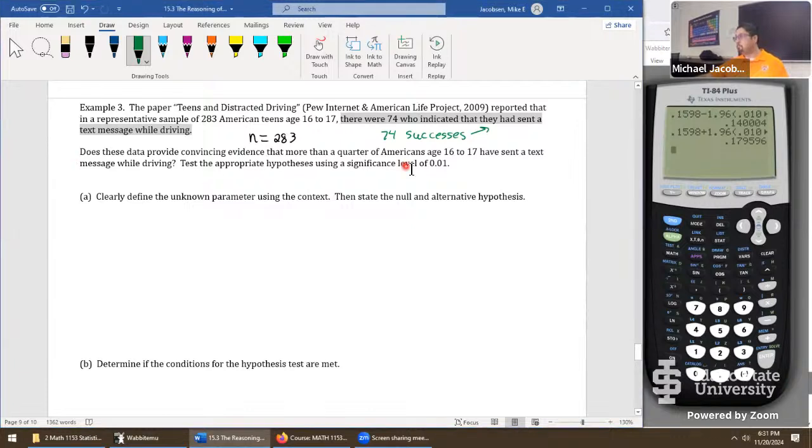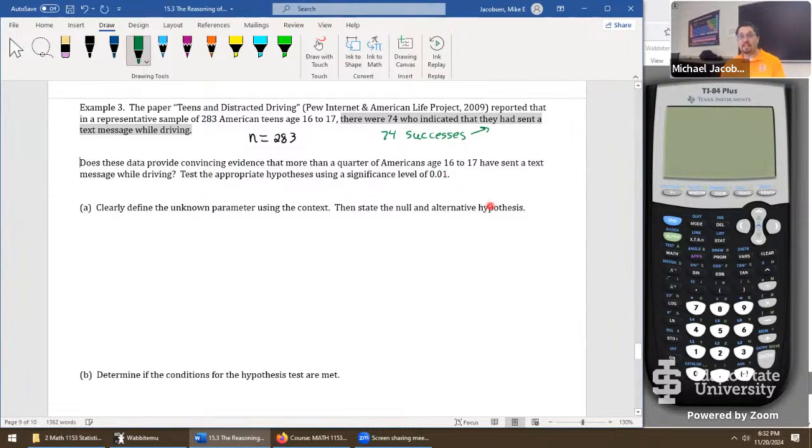Now, the second part here looks like it's a question, so it's a statement about the alternative hypothesis. Do these data provide evidence that more than a quarter of Americans in that age range have sent a text message while driving? We'll test the appropriate hypotheses, and this one's going to be at a 0.01 level of significance. So we're going for a high level of evidence before we say something about the teenagers being distracted. So we know what the success is. To really get the parameter down, we also need to know the population.